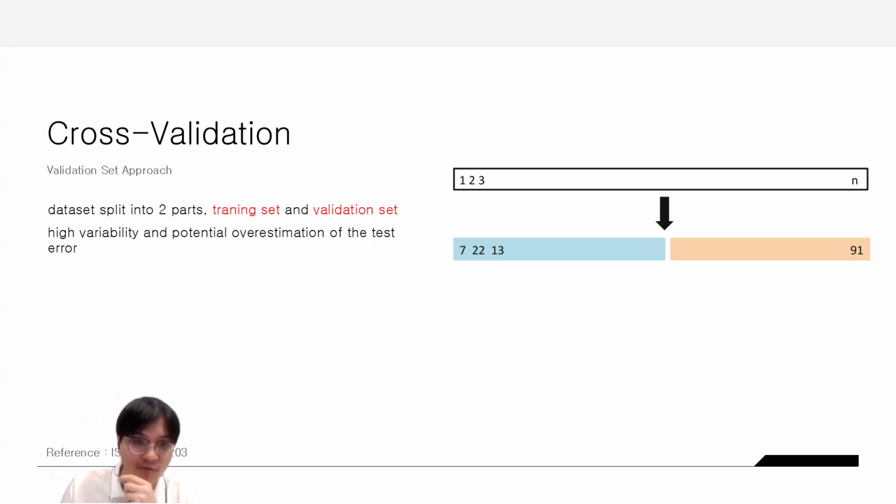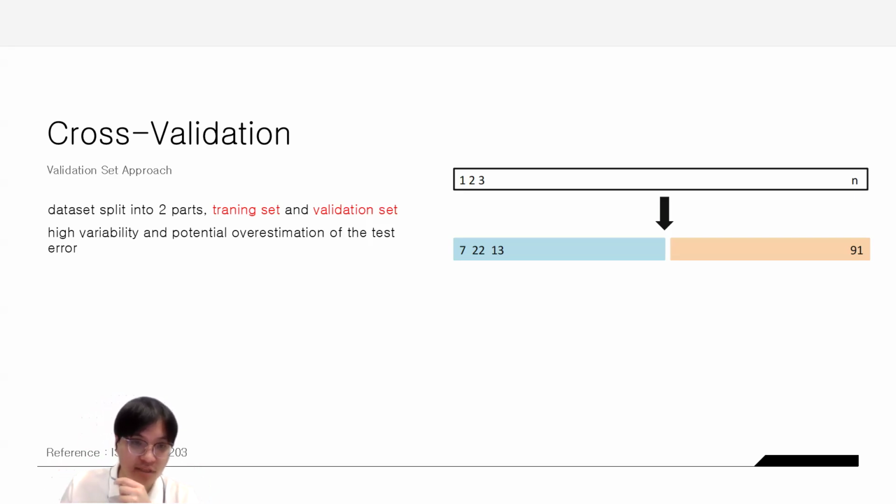If we see this figure, we have n observations in the original data set and split them into two parts, the blue one and the orange one. The blue one is used as the training data set, and the orange one is used as the validation data set.